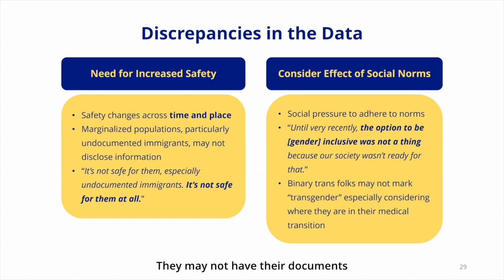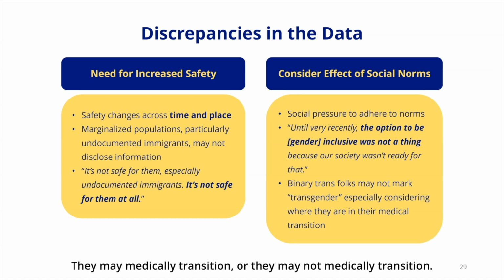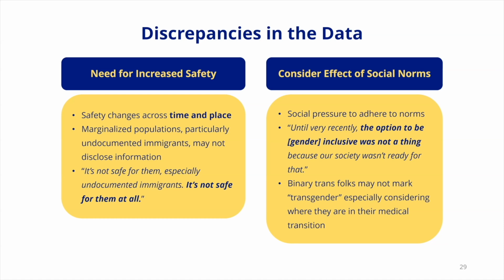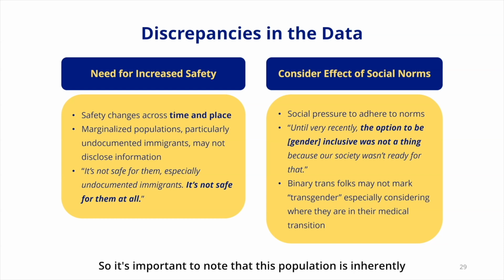They may not have their documents changed, like Aaron. They may be binary trans, like trans male or trans female. They may be non binary. They may medically transition, or they may not medically transition. It's difficult to fit trans folks in a box, like agency forms try to do. So it's important to note that this population is inherently difficult to capture with the ways systems currently collect this type of information.